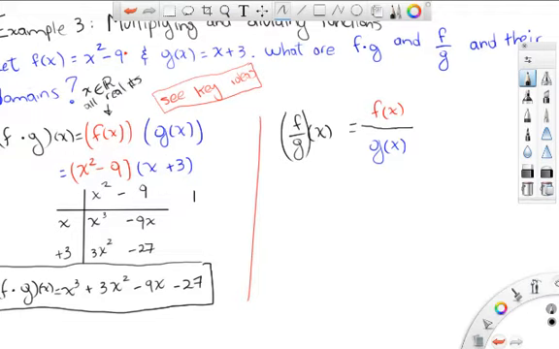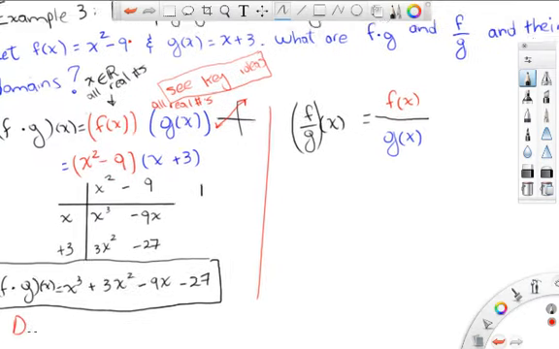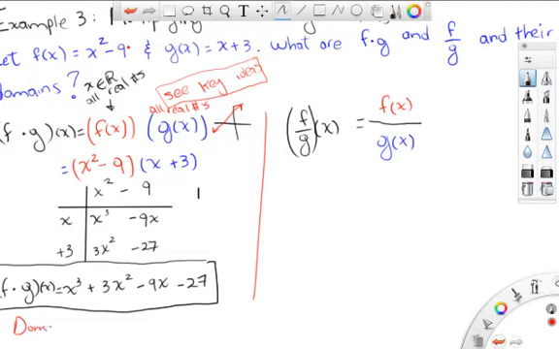But g is just a line. So the picture of g actually just looks like this. It has a y-intercept of 3, and it's positive. That's a very crooked line, but anyway. The domain is also all possible real numbers. So the domain here is all real numbers. Because both of these domains are all real numbers, their product is also going to provide us a domain with all real numbers.